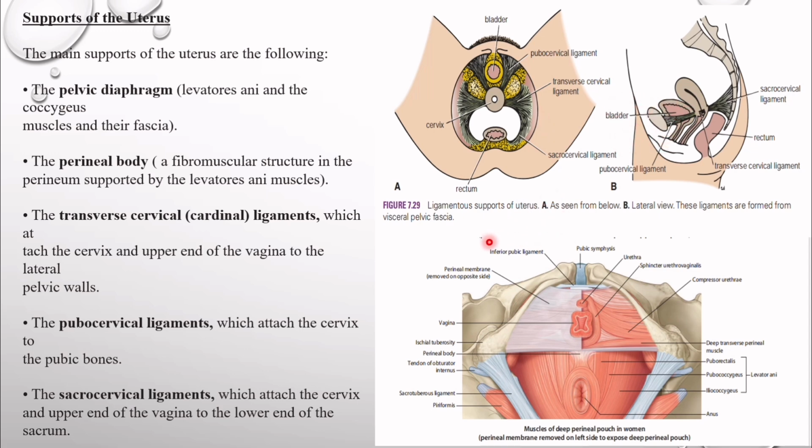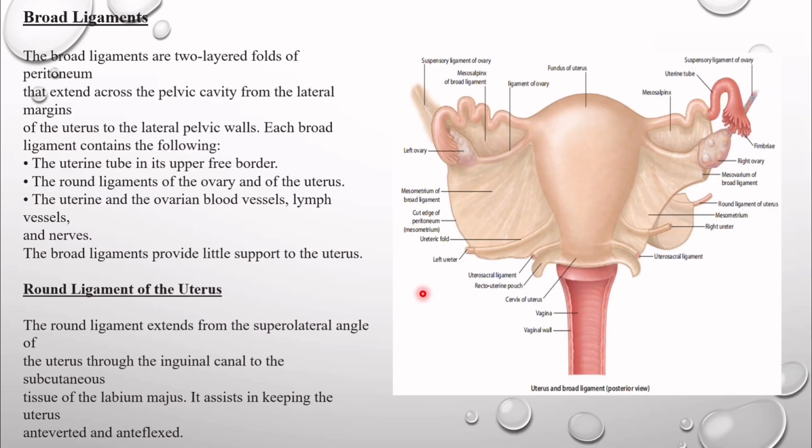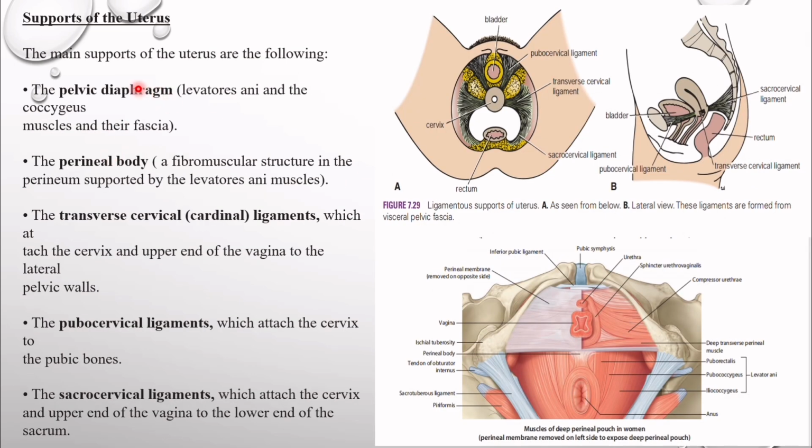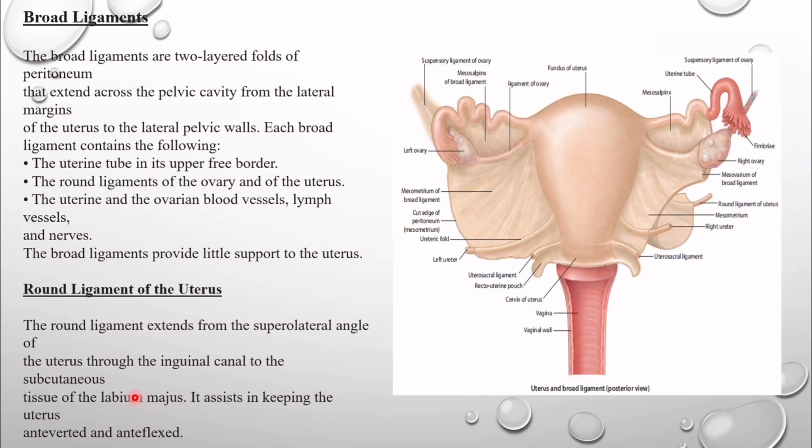Then lastly, we have the perineal body. It's not clear here, but the perineal body is also supporting the what? The uterus, preventing it from prolapsing. That was the major support: 1, 2, 3, 4, 5. Then minor support, we have the broad ligament.